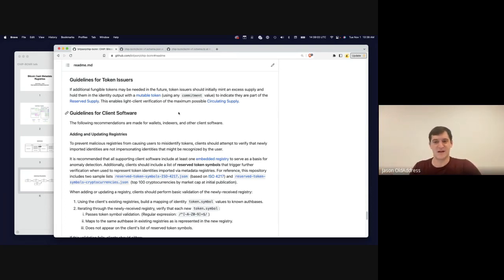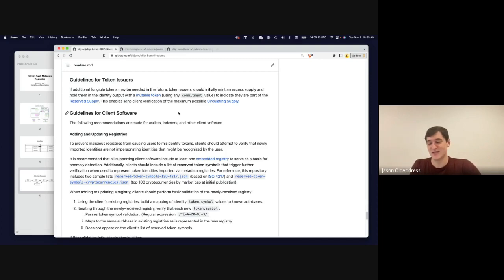And actually, for token issuers, if you're just doing an identity with this stuff, you do any transaction ID. If you're issuing tokens, these things fit together very nicely. It's a good idea to have your auth base be the token category.